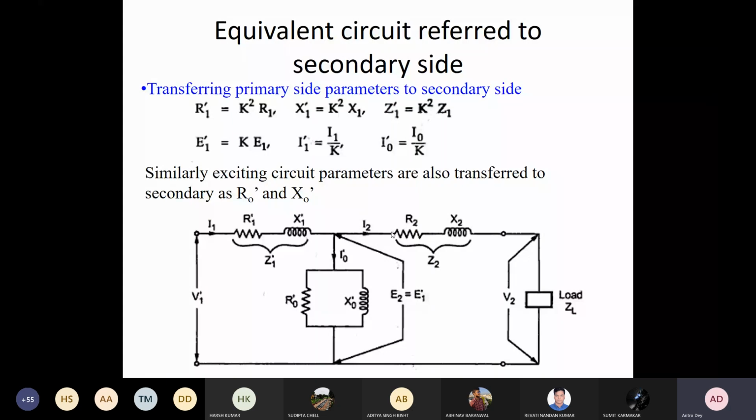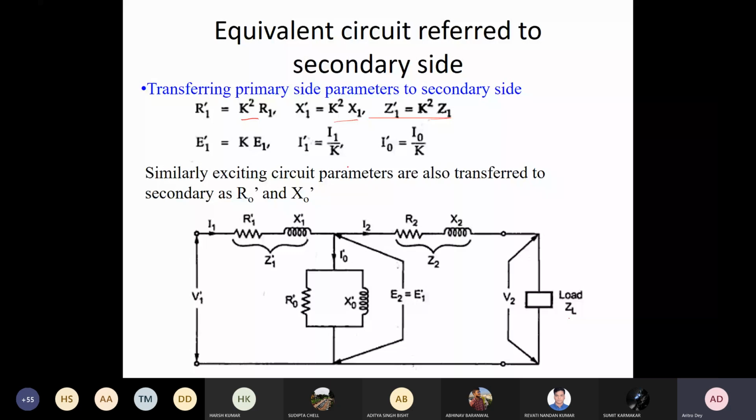Here what they have done, they have changed V1 also by V1 dash, so that you can have the same turn ratio adjustment. So here R1 dash equals K square R1, X1 dash equals K square X1, Z1 dash equals K square Z1. This will remain the same, but I1 dash will change, I0 dash will change, because you are changing all the current and EMF on the other side. So that's why these things got changed, and you can write like this by V dash.